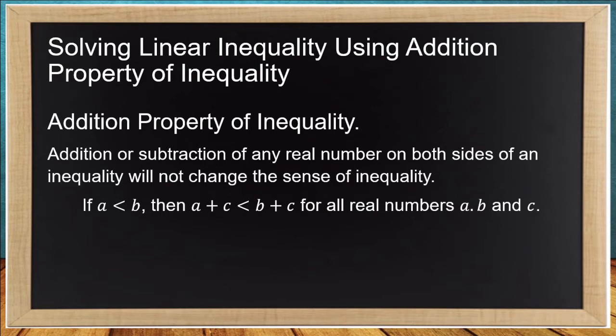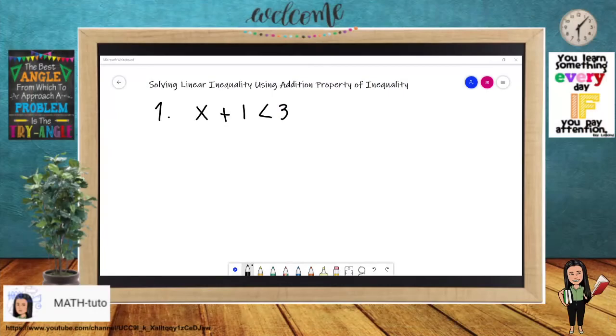Okay, let's have some examples of solving linear inequality using that property, the addition property of inequality. I have here x plus 1 is less than 3. So our goal is to isolate the variable, to put all the variables on one side and all the constants on the other side.